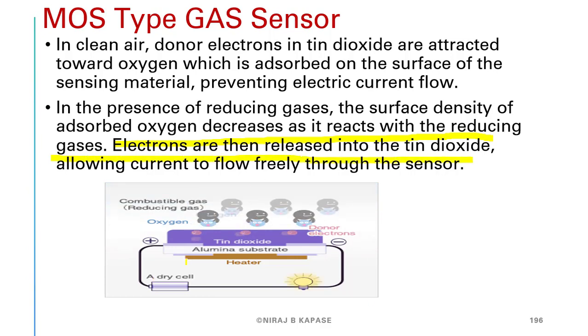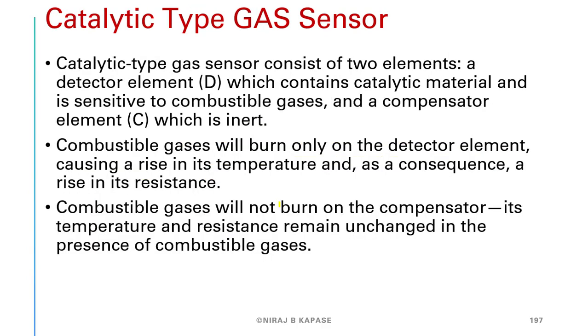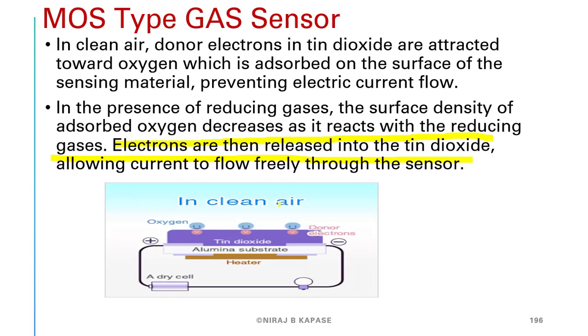So here is a diagram for the MOS type of gas sensor. So we have combustible gas. Whenever there is clean air, the oxygen part is taken care of by the combustible gas, and due to this the conductivity goes on decreasing. Based on that conductivity, we are going to measure the amount of combustible gas present inside the air. Like this, the MOS type of gas sensor works.